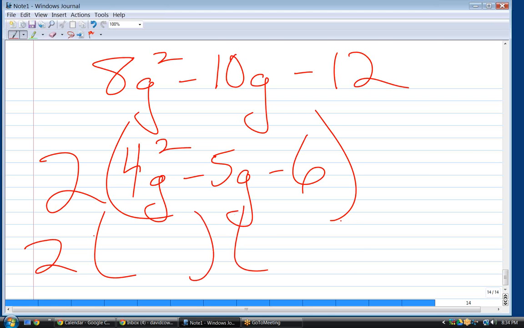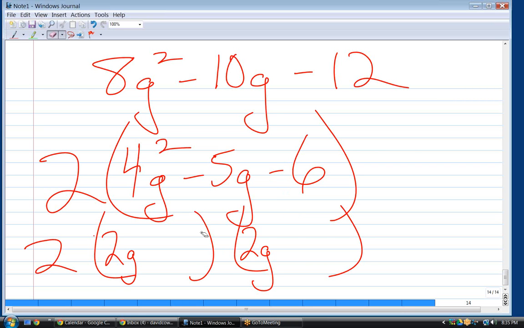Okay. How am I going to break that 4g squared apart? It'll be 2g and then 2g. That's one possibility, and that's where I'm going to start. That isn't necessarily the answer. It could be 4g and g. Right? Okay. What are the signs? That'd be a minus and a minus. How do I get a minus 6?